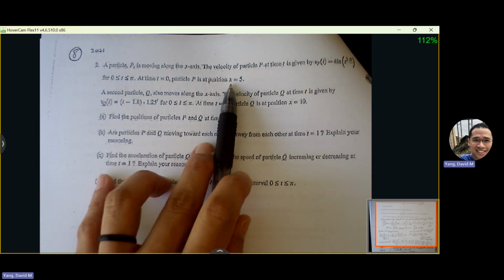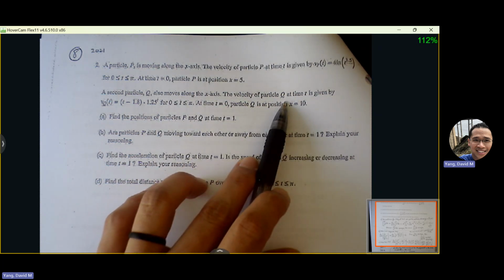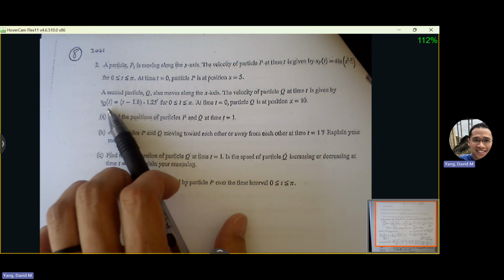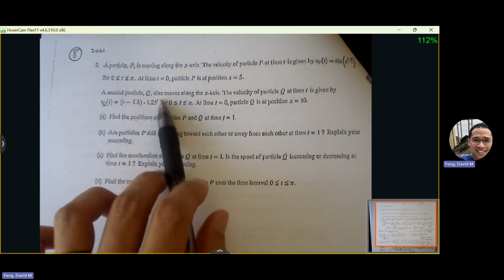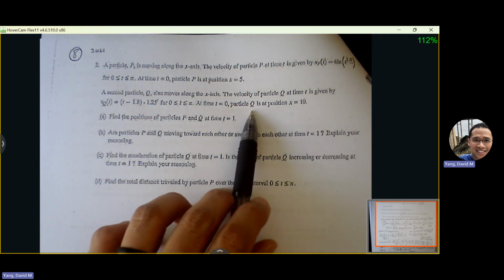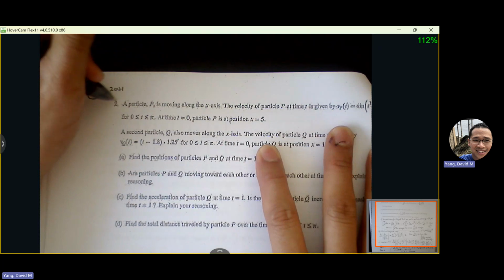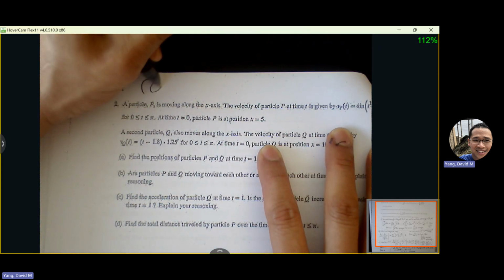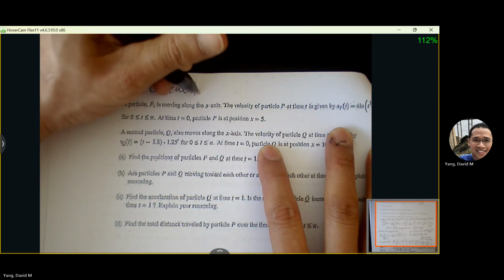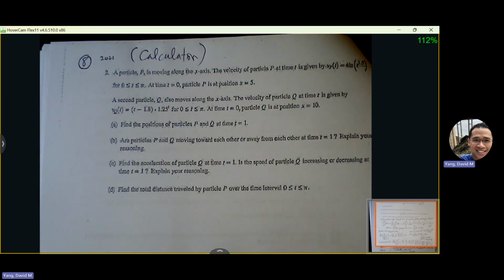At time t equals 0, particle P is at position x equals 5. A second particle, Q, also moves along the x-axis. The velocity of the particle Q at time t is given by v sub Q of t. So here you're given a different velocity function for a different particle. At time t equals 0, particle Q is at position x equals 10. Now, this is number 2 on the 2021 FRQs. This is a calculator problem. Just to let you know, 1 and 2 are going to be calculator, and 3 through 6 will be non-calculator.